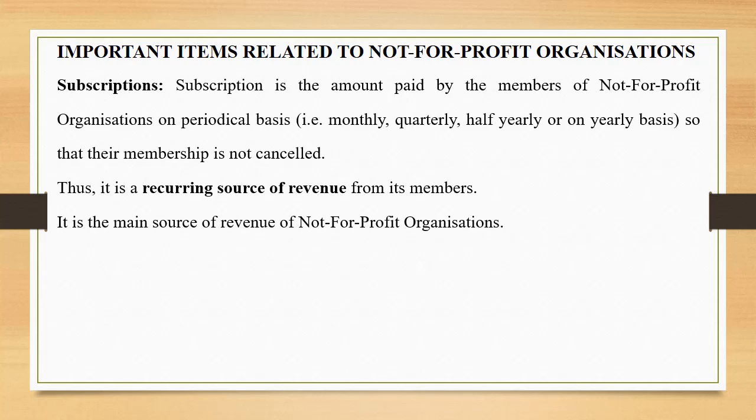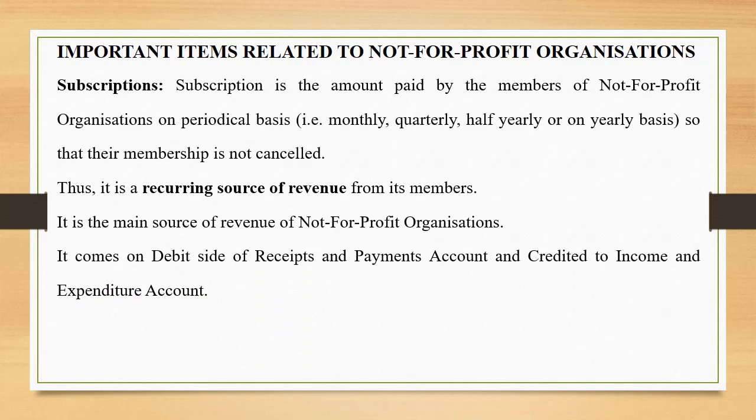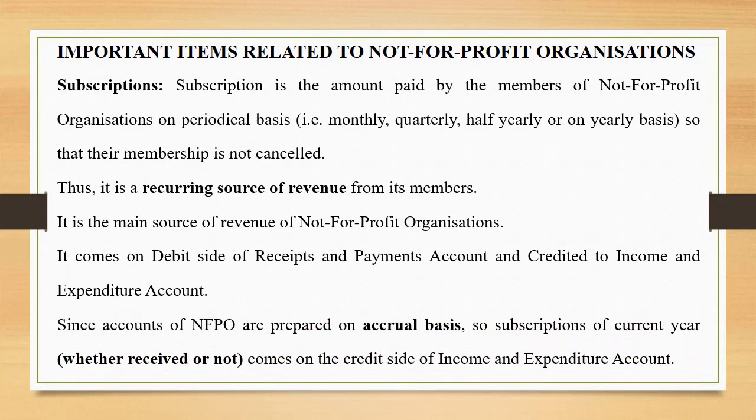It is a main source of revenue of an NPO because it is treated as a revenue item. So this is to be recorded on the debit side of receipts and payments account and credited to income and expenditure account. Since accounts of not-for-profit organizations are prepared on accrual basis, subscriptions of the current year, whether received or not, come on the credit side of income and expenditure account.